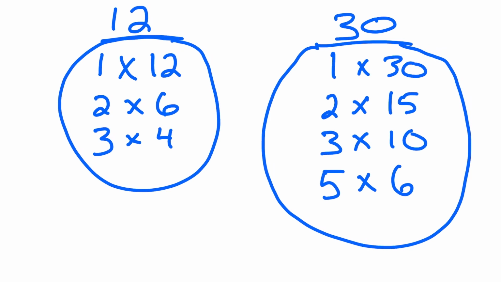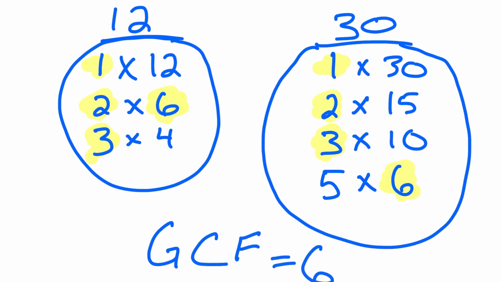They both have 1 in common. They both have 2 in common. They both have 3 in common. They both have 6 in common. And that's the biggest value they have in common. 6 is the greatest common factor between 12 and 30.